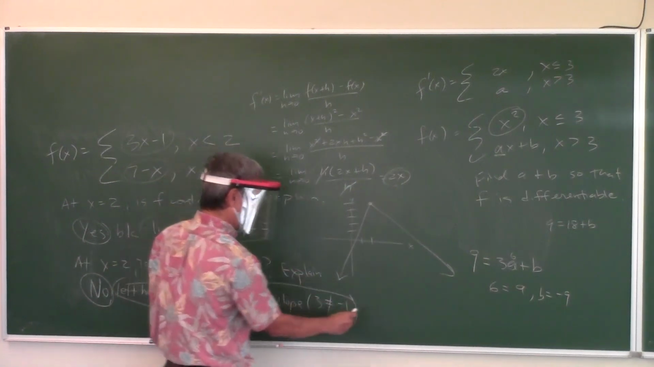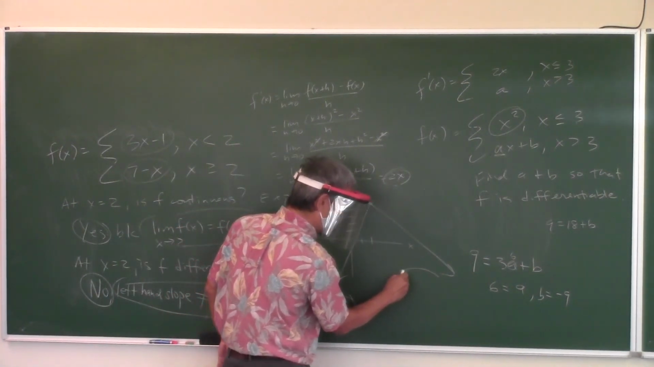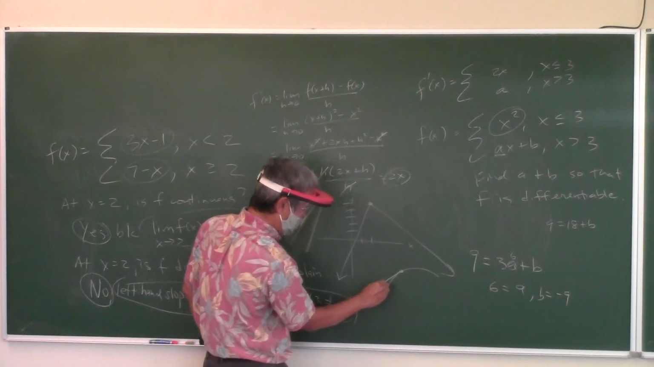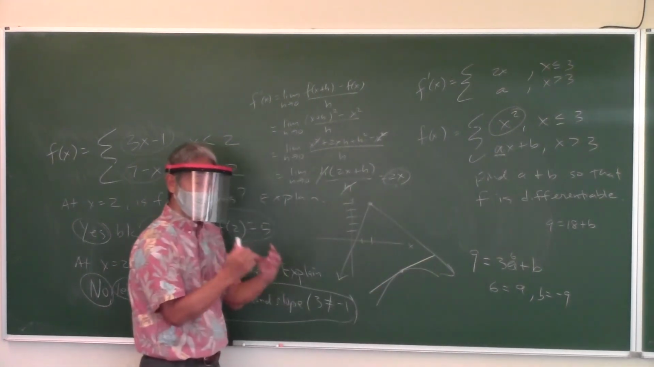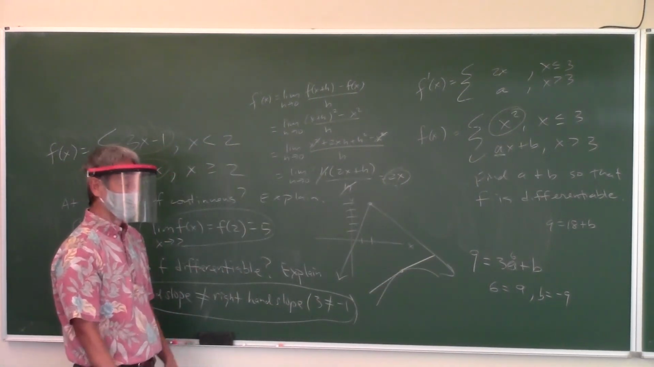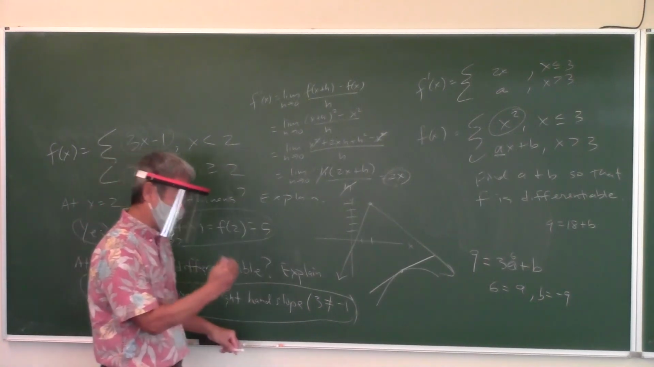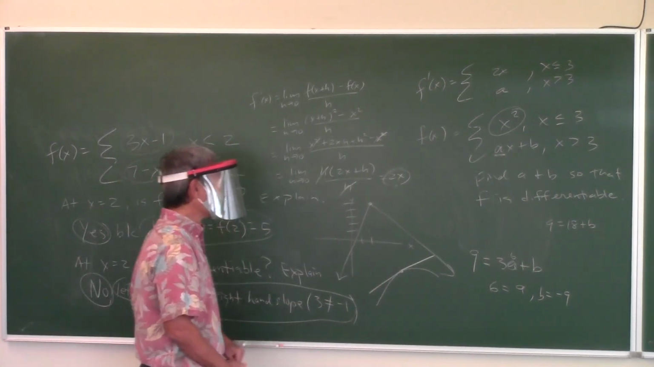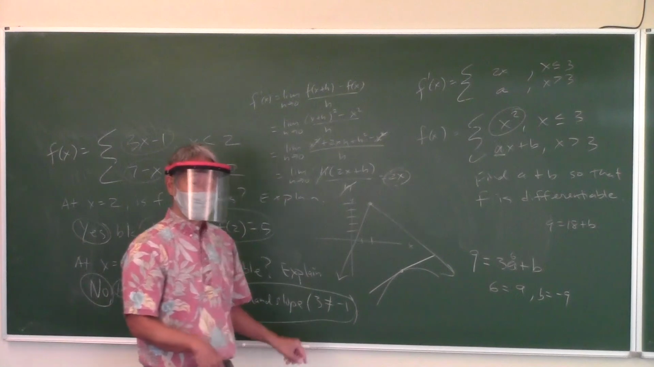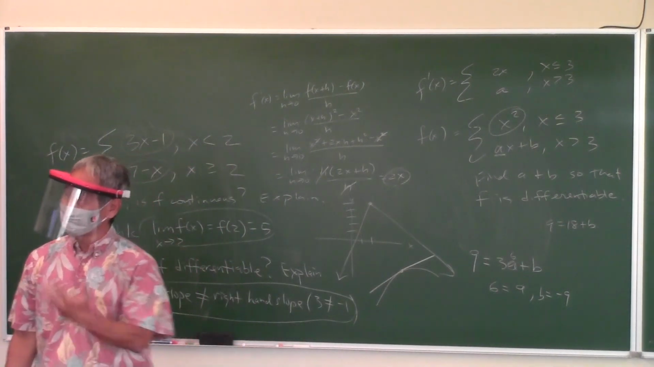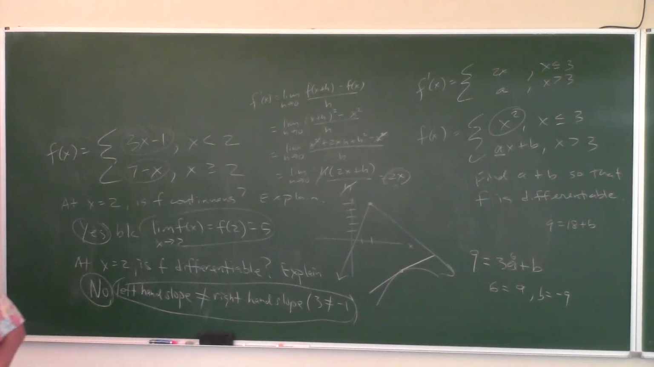So again, last time, if the graph is gonna be smooth, the left-hand slope and the right-hand slope gotta be equal. Because if they're not equal, there's a sharp point. Okay, isn't this pretty easy? So yeah, you can see this. You can do this in 5 minutes. Okay, any questions on this?